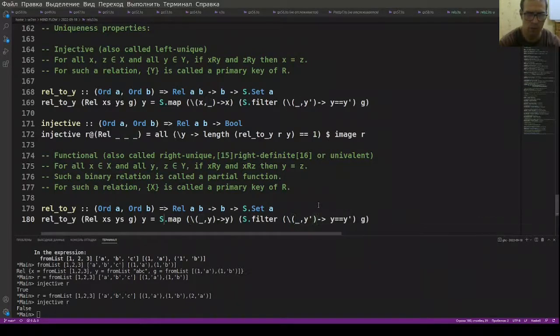So actually we need this x here as a parameter. Then it filters all the x primes. We're not interested in y. And they have the condition that x is equal to x prime.